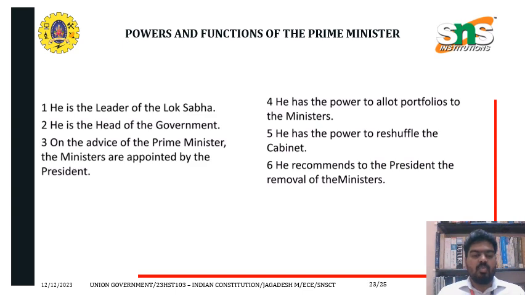He is the head of the government. On the advice of the prime minister, the ministers are appointed by the president. He has the power to allot portfolios to the ministers. He has the power to reshuffle the cabinet. He recommends to the president the removal of the ministers.